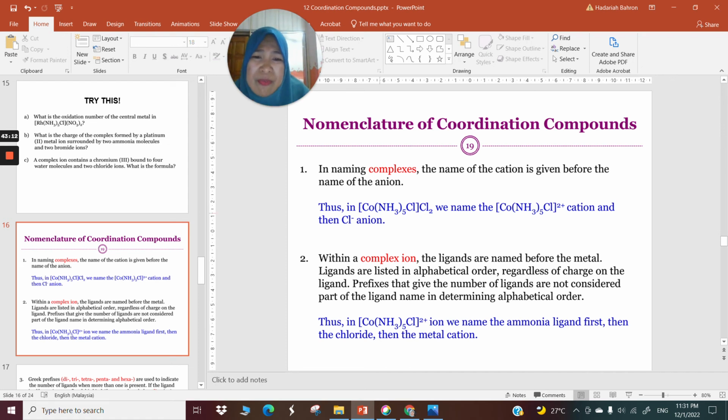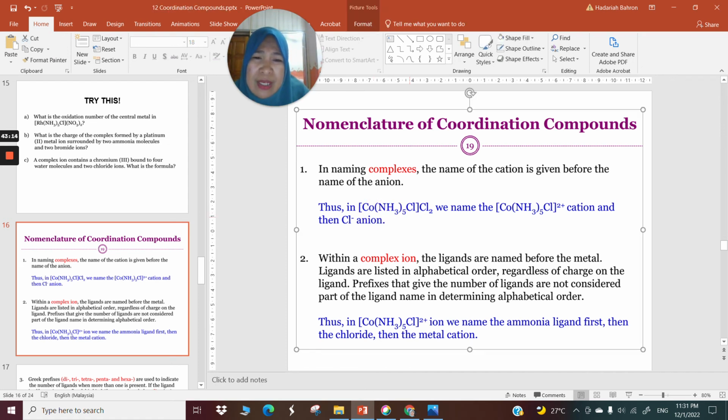Thus, if you have Co(NH3)5Cl and Cl2, we name this complex ion first before the chloride. And how do we name the complex ion? Within a complex ion, the ligands are named before the metal. So you mention the name of the ligand. When you have more than one type of ligand, the ligands are listed in alphabetical order. So chloride will have to come after ammine, because ammine is A, chloride is C. So alphabetically, regardless of the charge of the ligand.